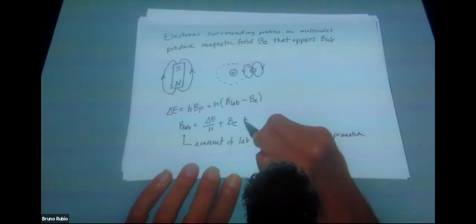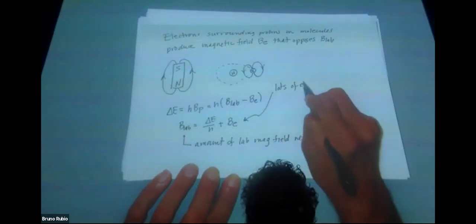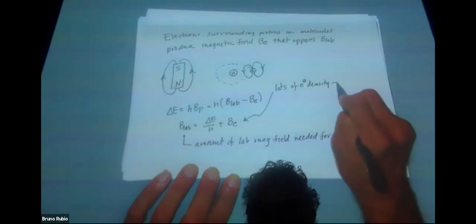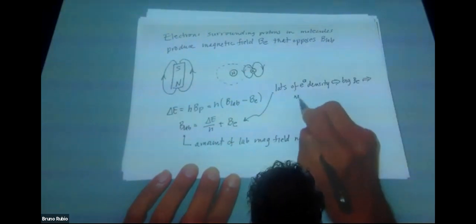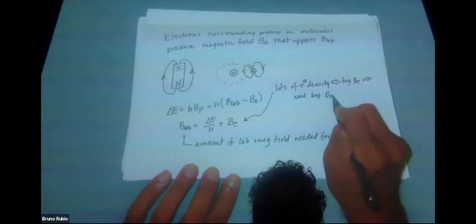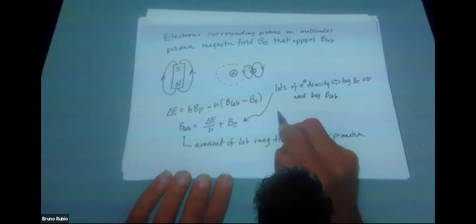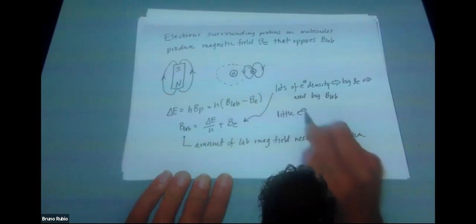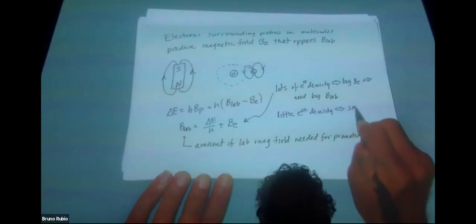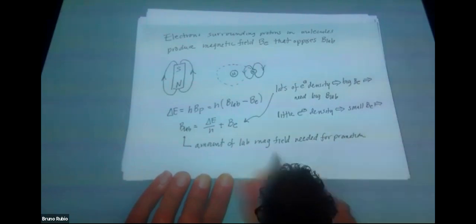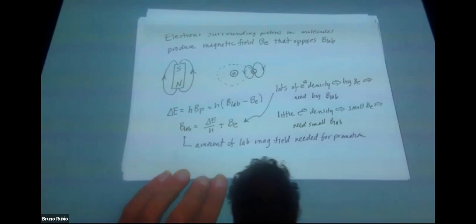So what this equation is saying is that lots of electron density is going to mean a big BE, and that's going to mean that we need a big laboratory field to bring about the promotion. Conversely, little electron density is going to mean that the BE is small. And that's going to mean that we need a small B lab to bring about the promotion.